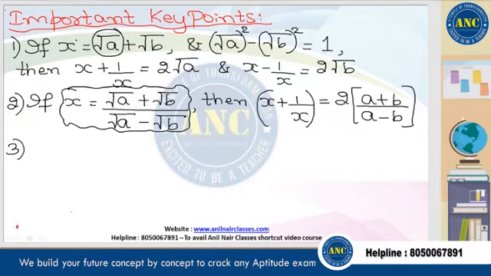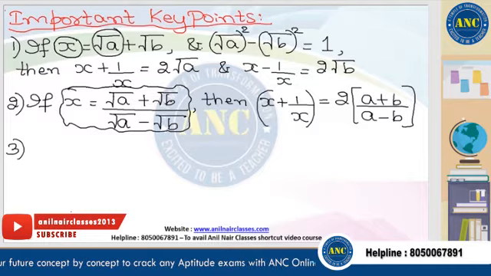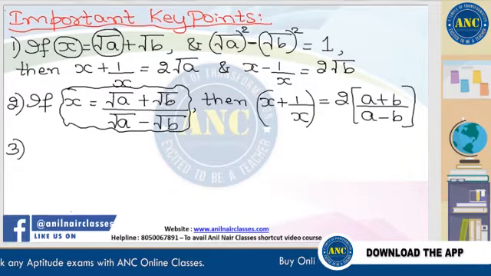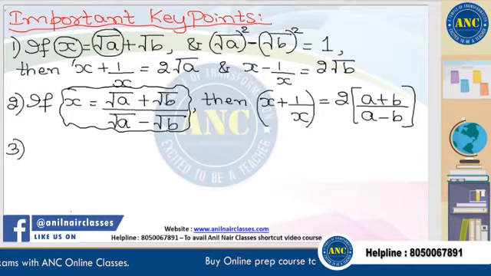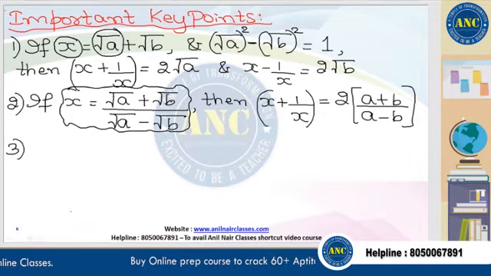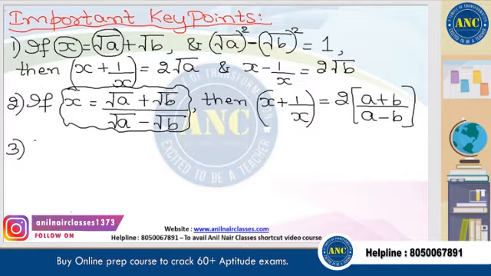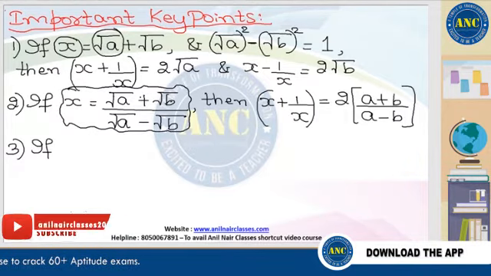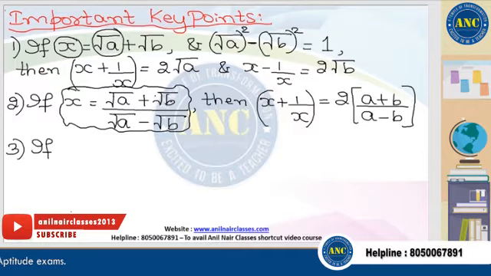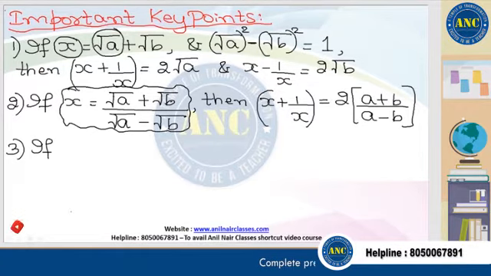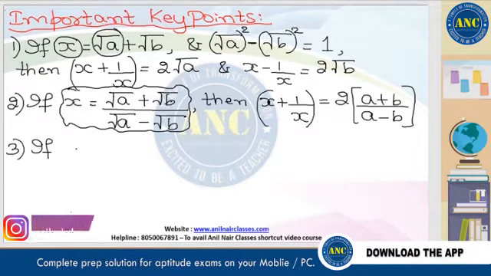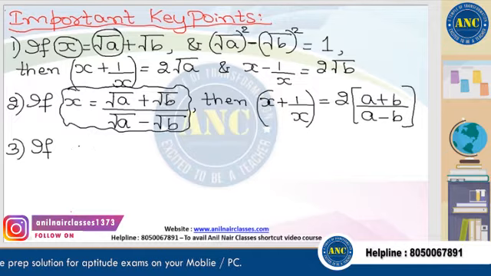Similarly, if only x is given in the question, and root a whole square minus root b whole square is also satisfying as 1, then also we know how to find the value of x plus 1 by x. But in the question, if directly they give you the value of x plus 1 by x, then you don't need to calculate all these things. Or if these are given, you can calculate x plus 1 by x, and from x plus 1 by x you can calculate what else is being asked in the question. Those are all things you can easily manipulate. We have seen many questions on this.